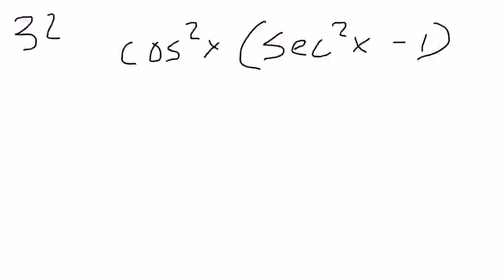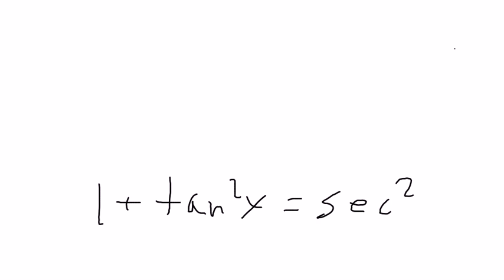For this problem, number 32, I don't like the secant squared minus 1. So I'm going to look on page 372 and see if I can change this to something else. Well, I know from that page I have 1 plus tangent squared equals secant squared.